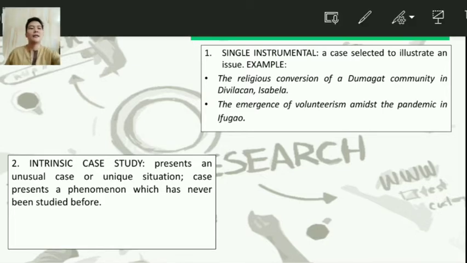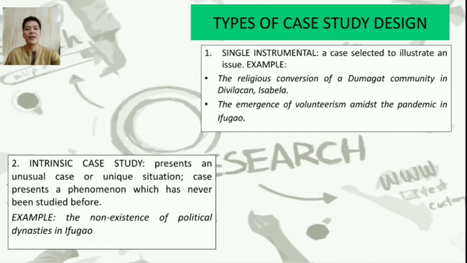So, to illustrate intrinsic case study, here's a topic: the non-existence of political dynasties in Ifugao. So, we all know that in comparison to other provinces in the Philippines, Ifugao, to my knowledge, does not have political dynasties. At least, hindi ang politika kumbaga dito sa Ifugao does not run in family, so it's not a family business in comparison to other provinces. So you might be interested in finding out why, how. So you can have an intrinsic case study for that purpose.